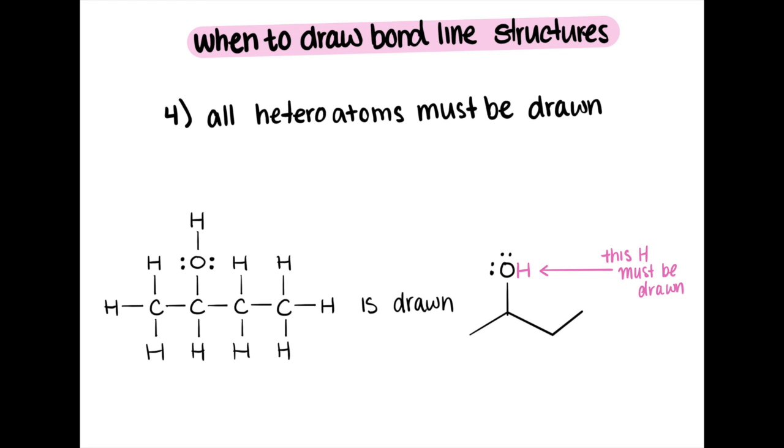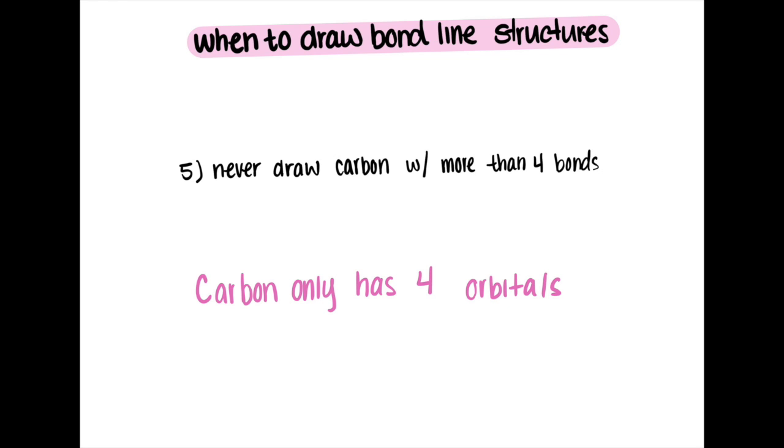The fourth rule is all heteroatoms, which are atoms other than carbon and hydrogen, must be drawn, and any hydrogen atoms attached to a heteroatom must also be drawn. As you can see in this example, the oxygen heteroatom has to have the H drawn with it. The fifth and final rule is to never draw a carbon atom with more than 4 bonds. Carbon only has 4 orbitals in its valence shell, and therefore carbon atoms can form a maximum of 4 bonds.